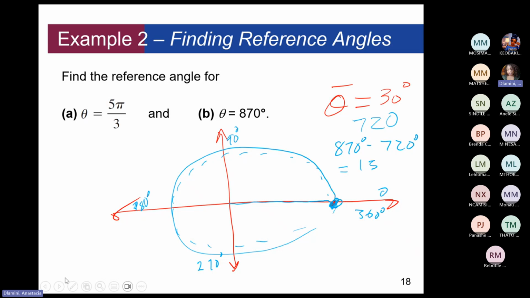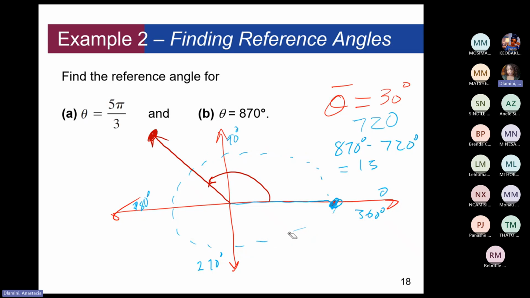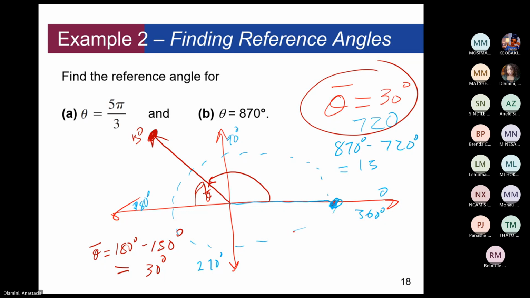So it means 150 degrees is here. So from here to here, our 150 degrees is here. Do we agree that our 150 degrees is there? Yes, ma'am. So our reference is this one. So theta pi is equal to 180 degrees minus 150 degrees. So this will be equal to what? 30 degrees. Well done. I'm proud of you guys.